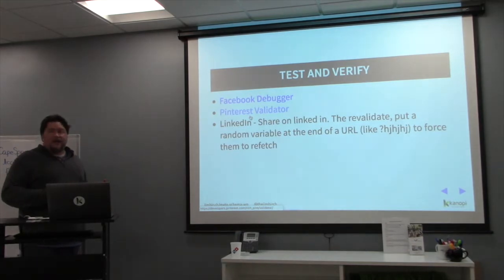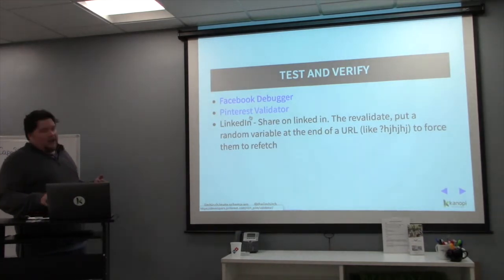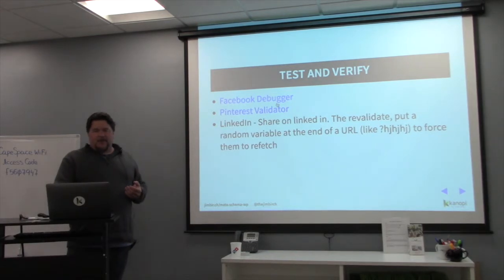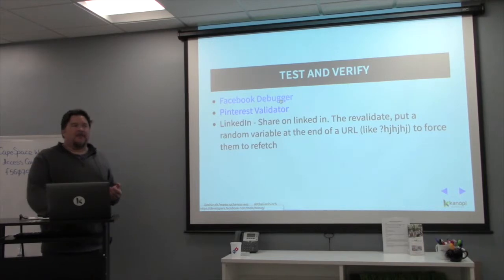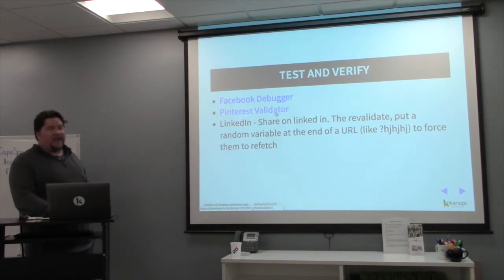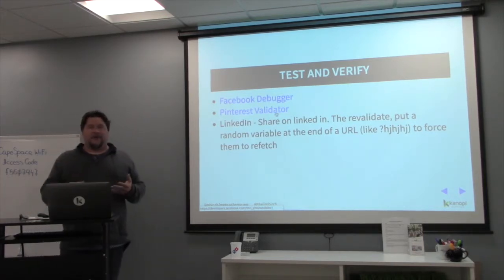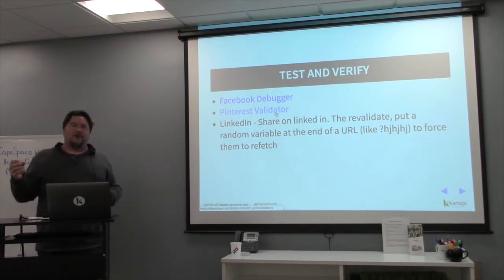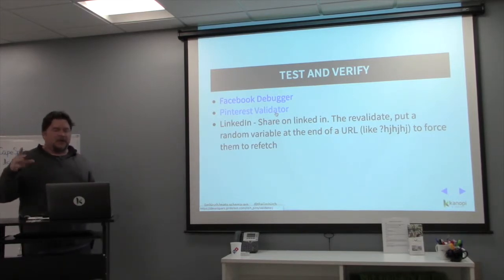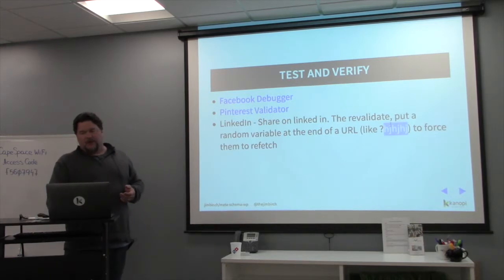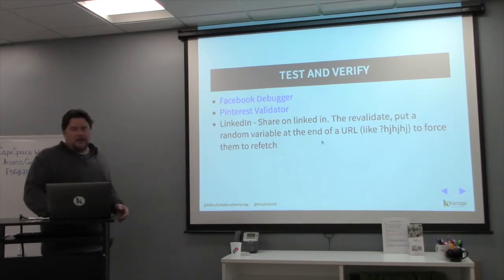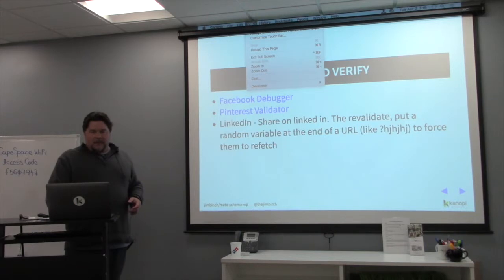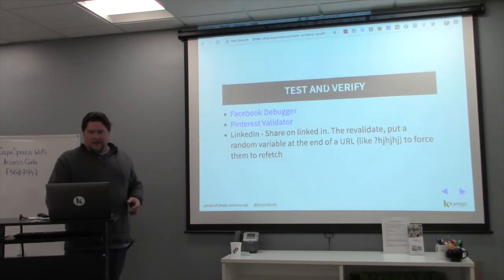Once you have created your Open Graph meta tags, you can debug them or review what it actually looks like. Facebook has a debugger. Pinterest has a validator. You can also go to other services like LinkedIn and put it in there. LinkedIn doesn't have a specific validator, but you can force them to go refetch the page if you put a gobbledygook like HJJJJ question mark at the end of your URL. Let's look at the Facebook debugger.